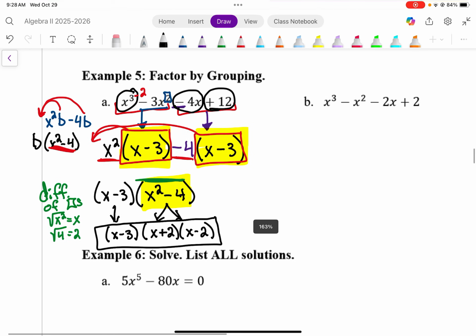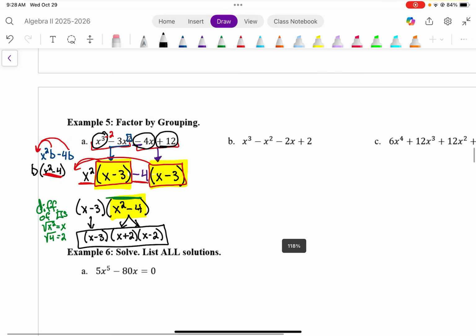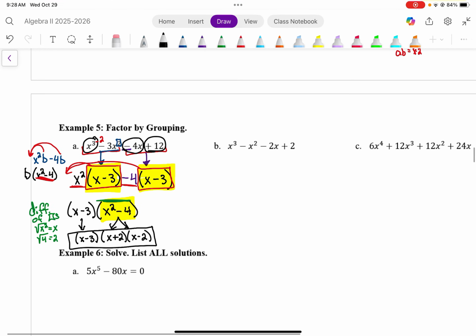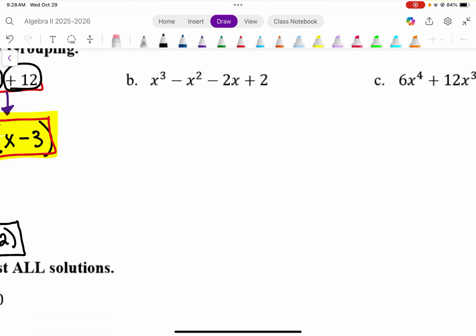Okay, so you should go ahead, try the last 2 examples on your own, and then you can jump to the end of the video to see the answers, or you can watch and follow along as I go through them. All right.